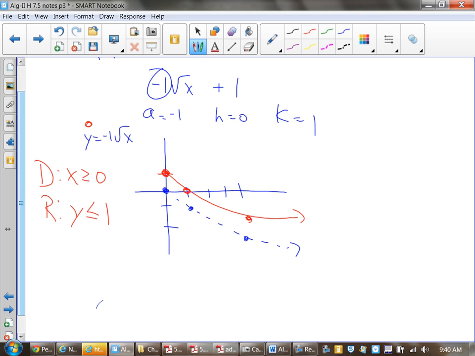Okay. When you're dealing with cube root functions, you don't have to worry about your domain and range. It's the domain and range of the square root or your even powered ones that you'll have to worry about more. If it's cube root, isn't it any number? Yeah, it's all reals. D is your x values, and R is your y values.